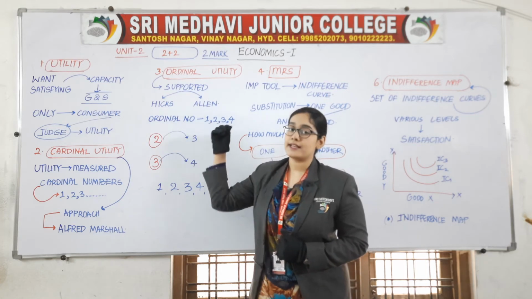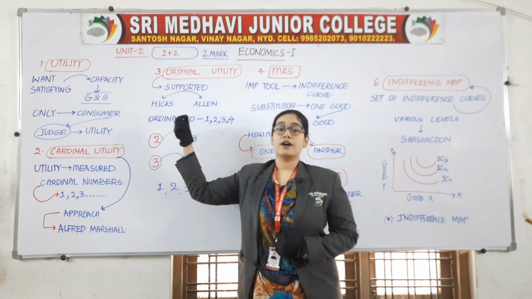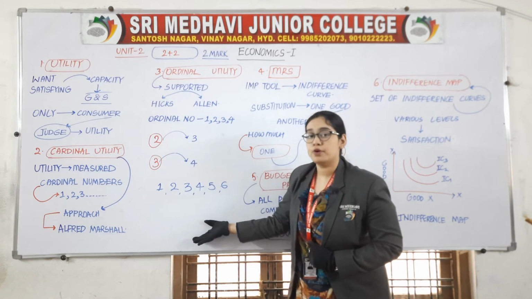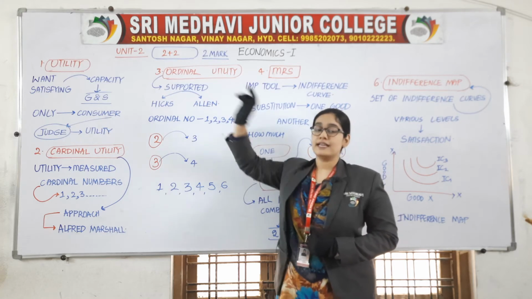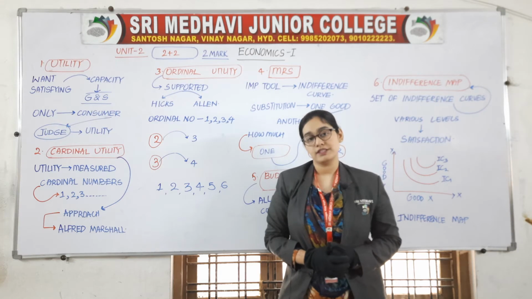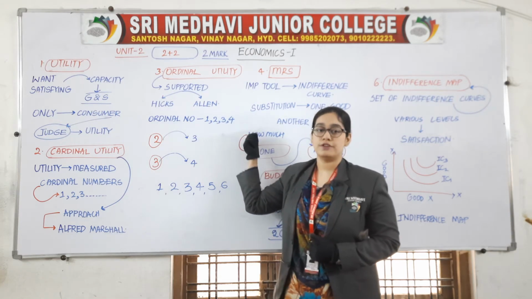Hicks and Allen. The full name of Mr. Hicks is J.R. Hicks and Allen. So, the ordinal utility approach was supported by J.R. Hicks and Allen. You can measure your utility in ordinal numbers such as 1, 2, 3, 4.